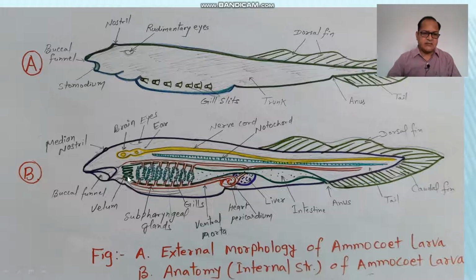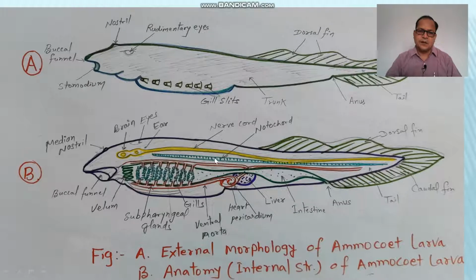In the internal anatomy, the buccal funnel is continuous with the velum. The velum is surrounded by the velar tentacles. The velum is continuous with the pharynx, and the pharynx is perforated by 7 pairs of gill slits. Subpharyngeal glands are found below the pharynx, and the pharynx is continuous with the intestine, which opens externally by the anus.